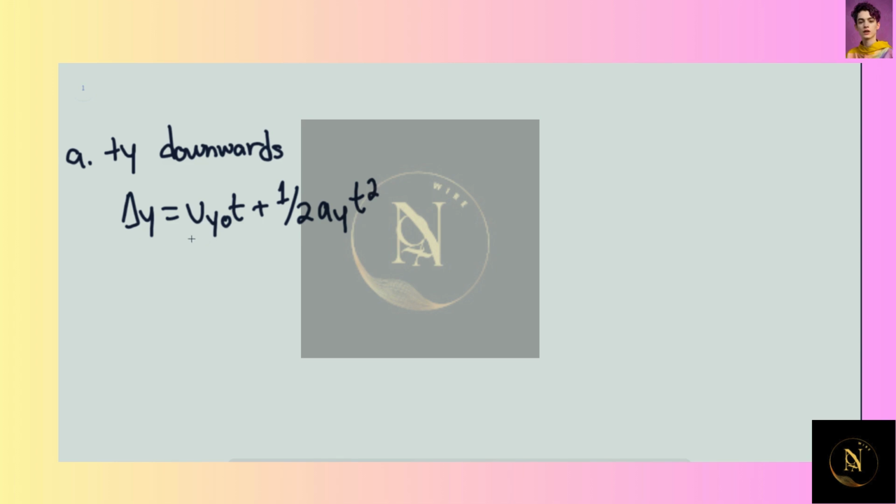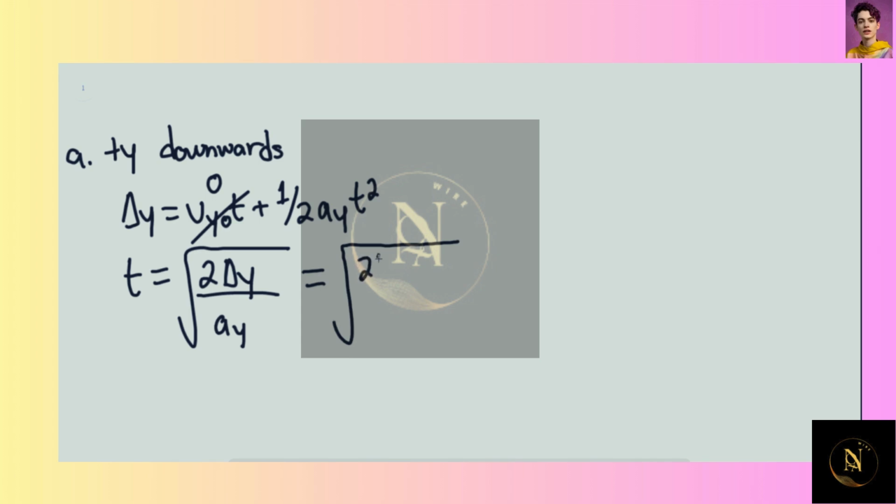The boulder falls horizontally, so we know that the initial y velocity of the boulder is 0, and we can say that t would simply be equal to the square root of 2 times delta y divided by the acceleration in the y direction. This would be equal to the square root of 2 times 20 meters divided by 9.80 meters per second squared. Now, this is going to be equal to 2.02 seconds.